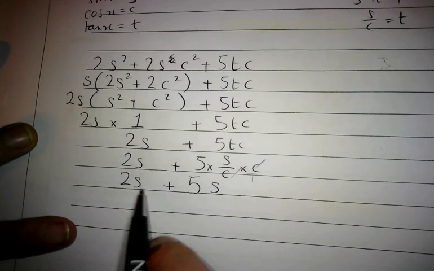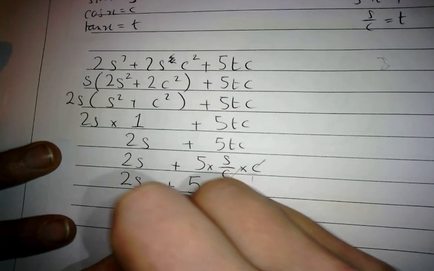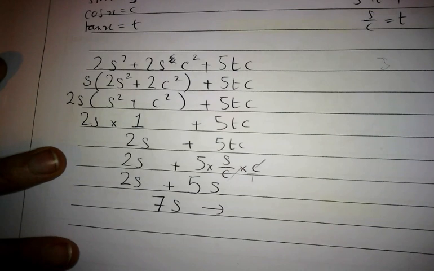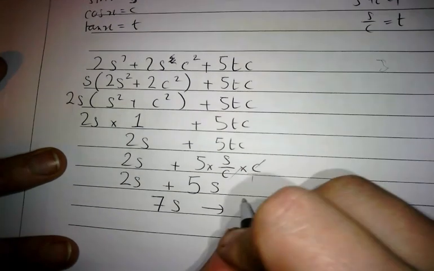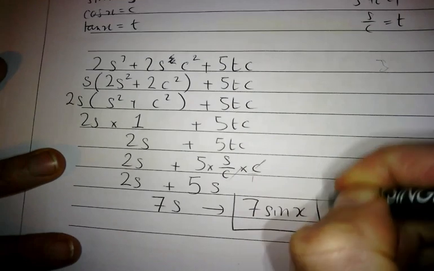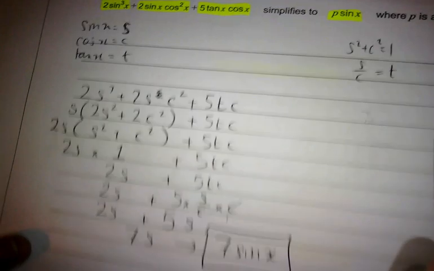These are both just sines, so 2 lots of sine x plus 5 lots of sine x gives me 7 lots of sine x. My final step is just to write that in terms of sine x, not s. So 7 sine x, which is in that form, p sine x, where p is a constant.